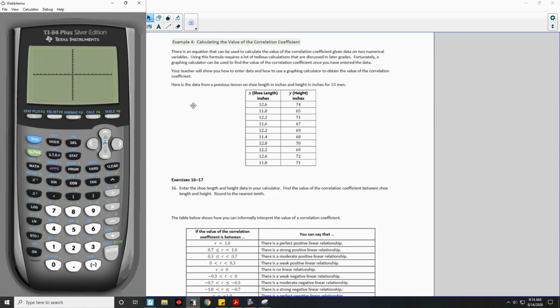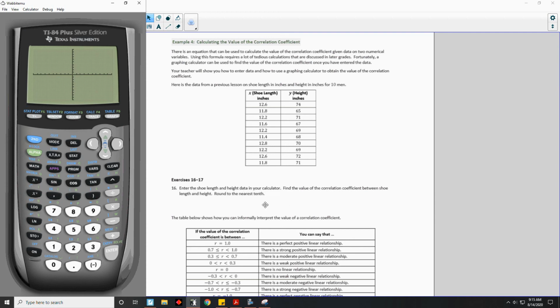Okay, so example 4. There is an equation that can be used to calculate the value of the correlation coefficient given data on two numerical variables, bivariate data. Using this formula requires a lot of tedious calculations that are discussed in later grades. Fortunately, a graphing calculator can be used to find the value of the correlation coefficient once you have entered the data. Your teacher will show you how to enter data. I will show you how to enter this data now in this video and how to use a graphing calculator to obtain the value of the correlation coefficient. So here is the data from the previous lesson on shoe length in inches and height in inches for 10 men. But before I go any further, inquiring minds want to know.